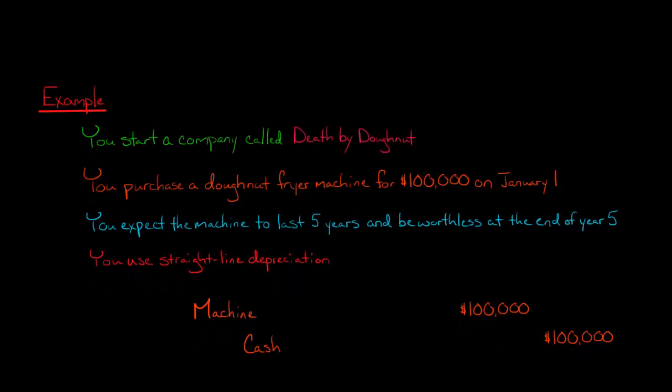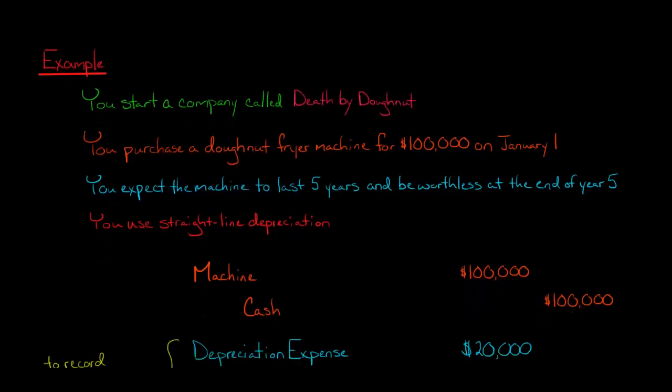So when you buy the machine, assuming that you paid cash, you're going to credit cash for $100,000 and debit machine or equipment, some PP&E account for $100,000. That's just to put the asset on the books.